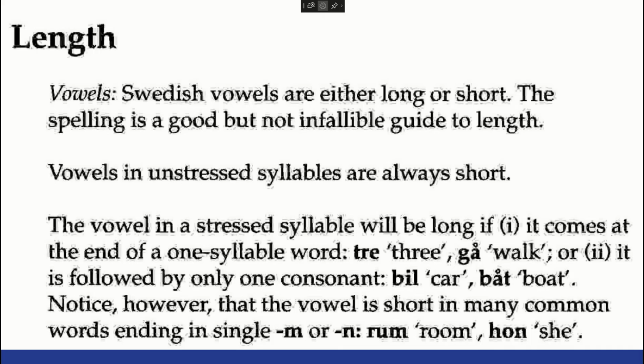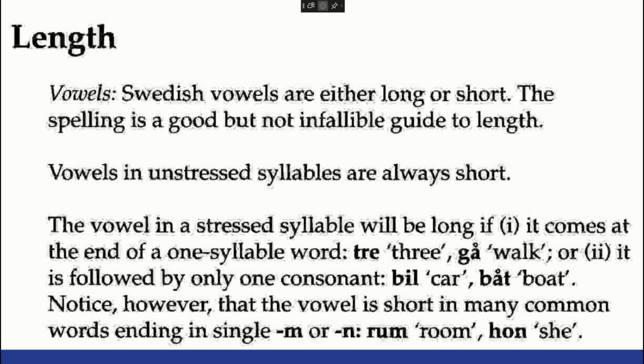For example, what is this, t-r-e? Generally it is "tree", right? But here there is a presence of a vowel. E is a vowel, and it is a very short word. Here we have to stretch the E: tre. Tre means three.